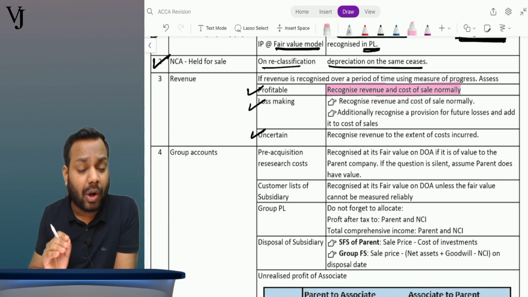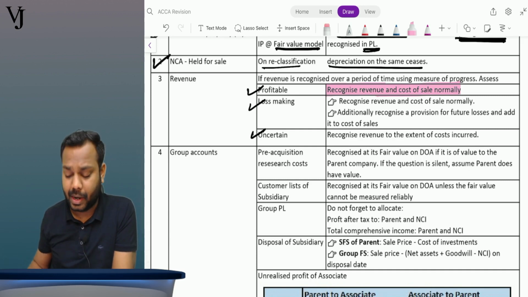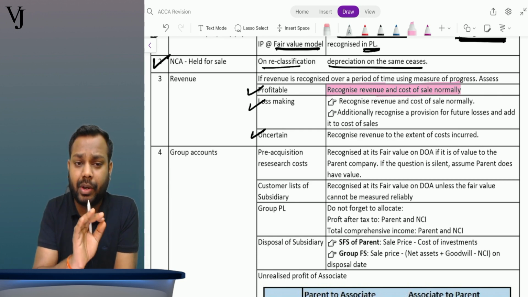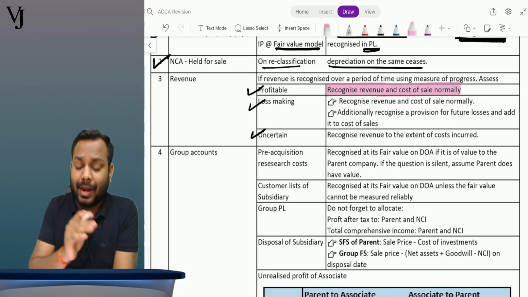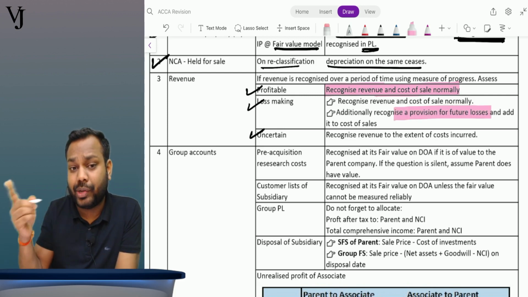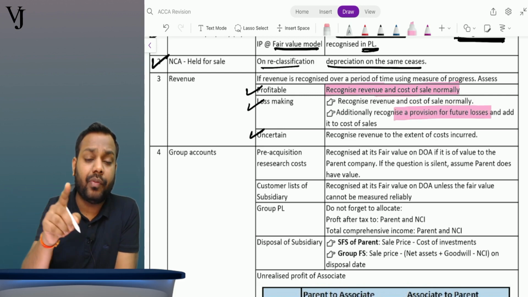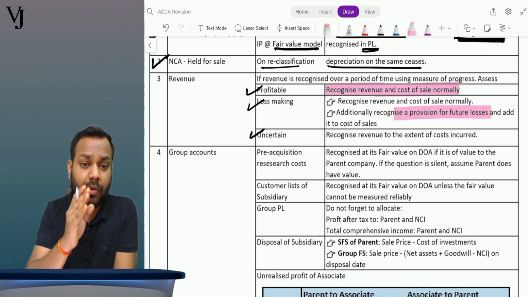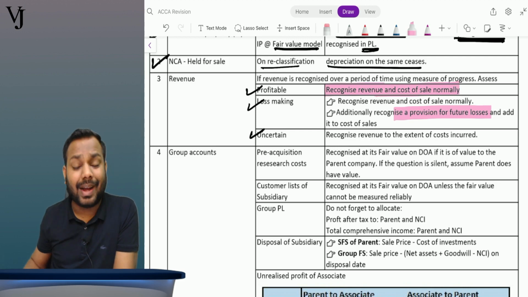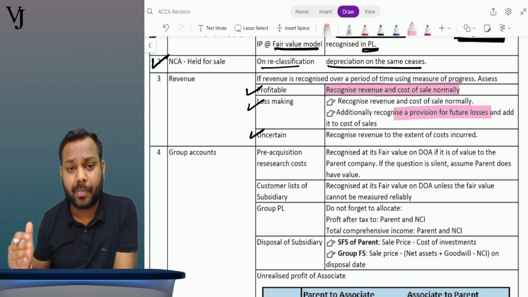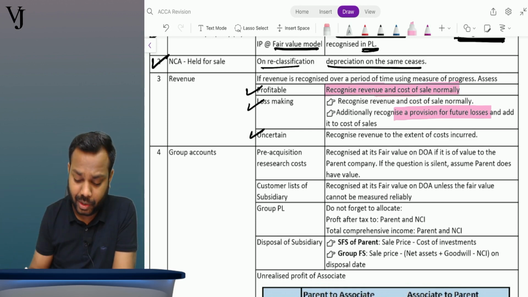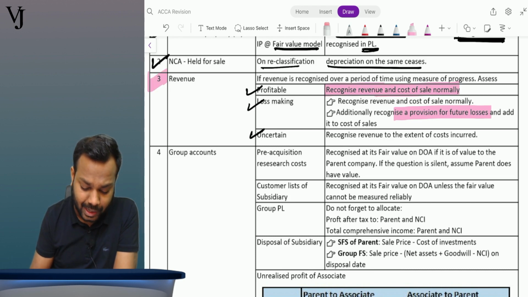Now, if it is a loss making contract, here comes the main part. Definitely, revenue and cost of sales you will recognize normally, but additionally you have to recognize a provision for the future losses. You have to recognize a provision and add that provision to the cost of sales. So the journal entry will be: debit cost of sales, credit provision for onerous contracts. Now, if it is uncertain whether this contract will be profitable or loss making, then recognize revenue to the extent of costs incurred. Please keep these points in your mind, guys.